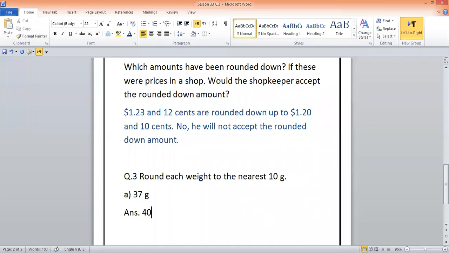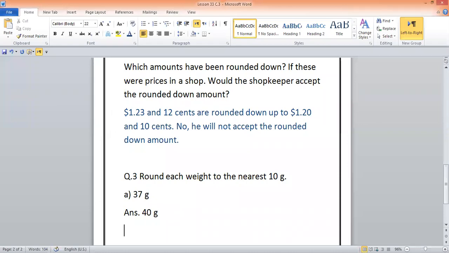Why 40 gram? Because 7 is more than 5. So instead of 7, because you are rounding off, you will write 0 and you will add 1 to that 3, as this is bigger than 5. So 3 plus 1 equals 4, which gives 40. So 37 gram, when you round off to the nearest 10, will be 40 gram.